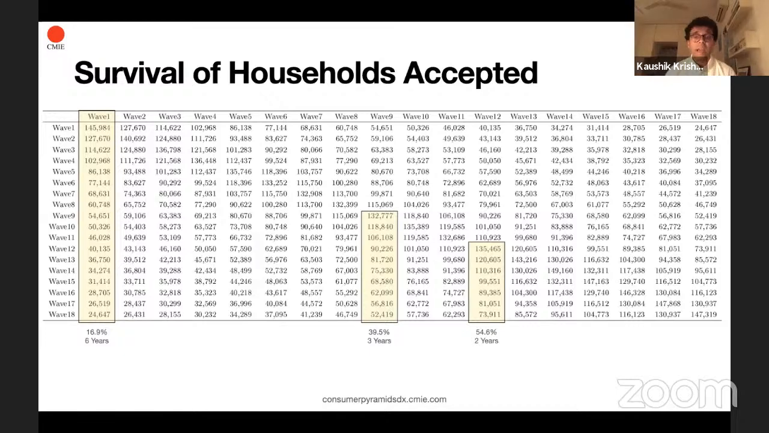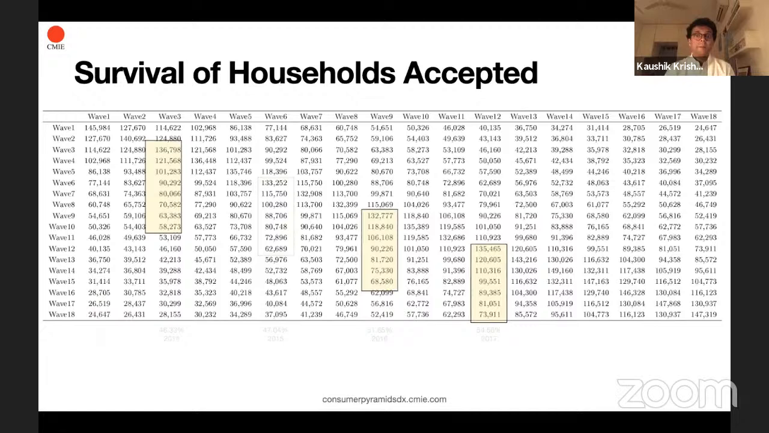If you use wave 9 as an example and ask how many households survive for 3 years, it's a fairly good number: 39.5% of households from wave 9 survived 3 years. If you look for a 2-year margin, then wave 12 is illuminating, because it shows that over 50%, 54.6%, survived 2 years in wave 12.